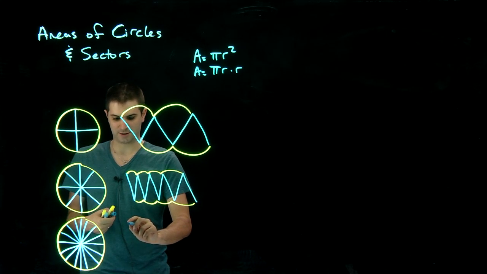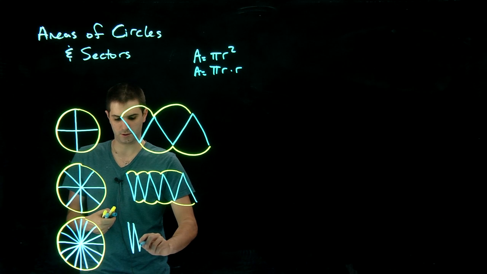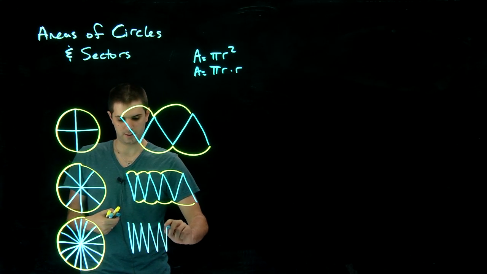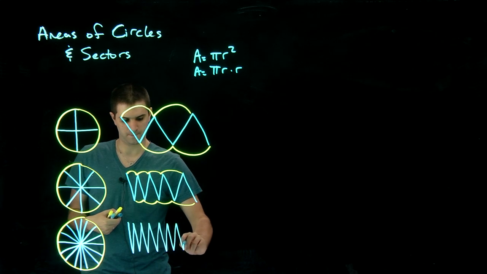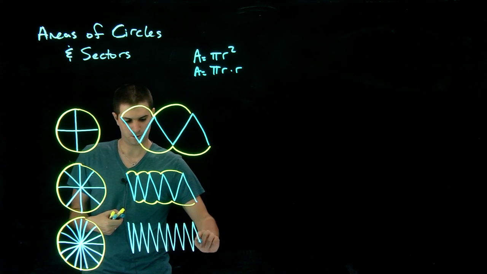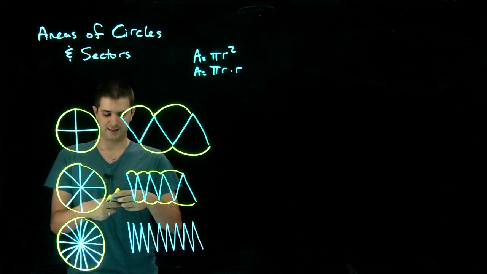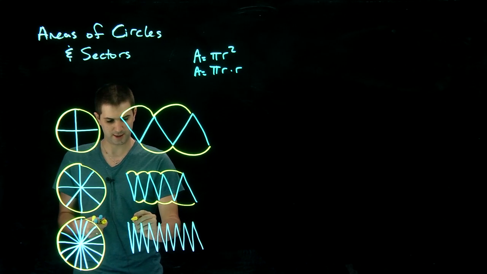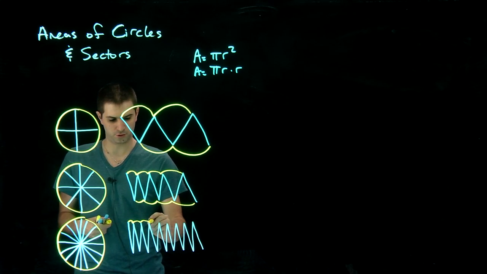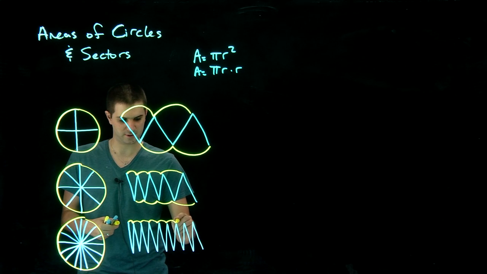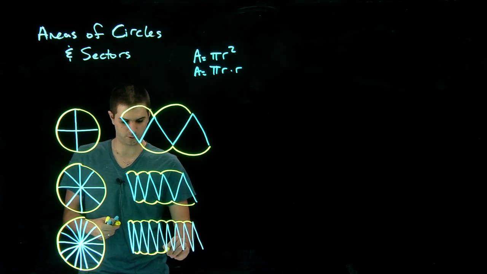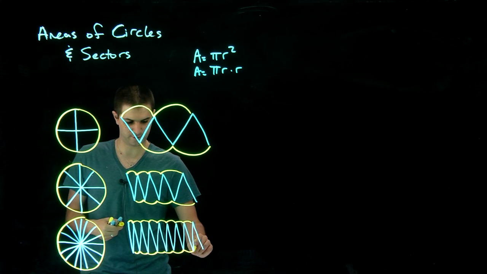So let me draw this last one. This is going to be a bit tougher. We've got a lot of wedges here. 3, 4, 5, 6, 9, 10. Okay, so that should give me 16 wedges. Let me check. So 1, 2, 3, 4, 5, 6, 7, 8. And 1, 2, 3, 4, 5, 6, 7, 8.